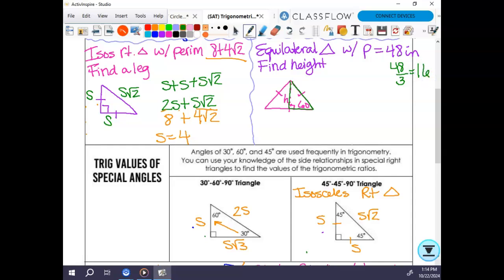Now, should we be able to do that without a calculator? Yes. Do you have access to a calculator? Yes. So should you do 48 divided by 3 on a calculator? Yes. Don't be trying like, oh, look at me, I can add and subtract. Great, but you might mess it up, so use your calculator.